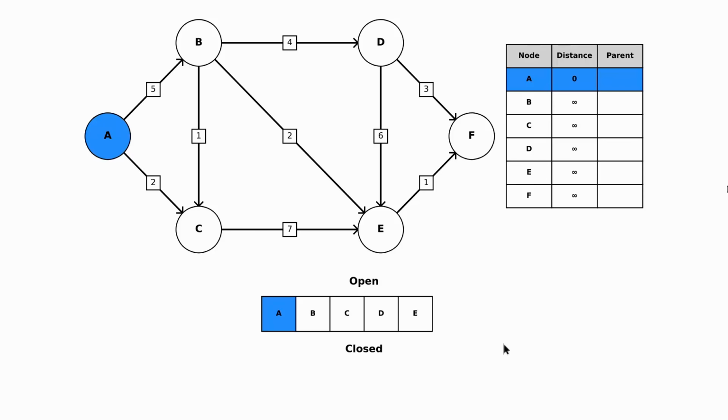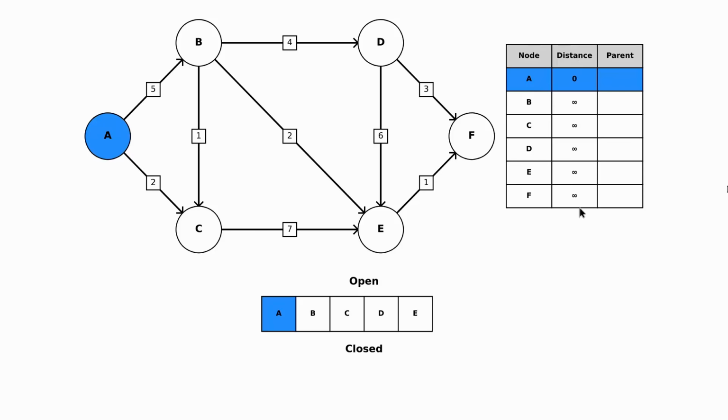This is Dijkstra's algorithm visualized. So what we have here is the graph that we're going to traverse. Here we have a table with information that we're going to keep relevant and keep updating along the way. So here we have all the names of the nodes.